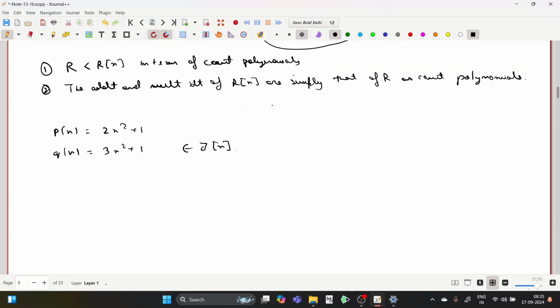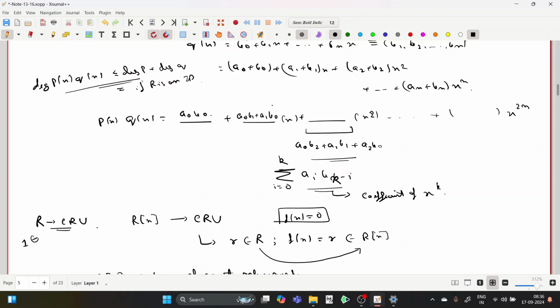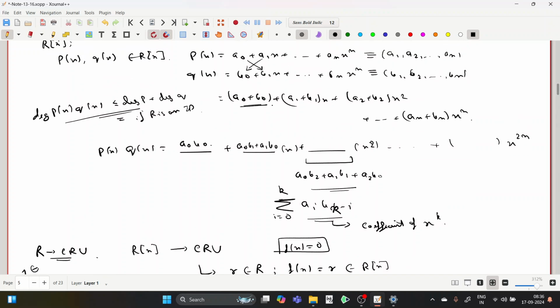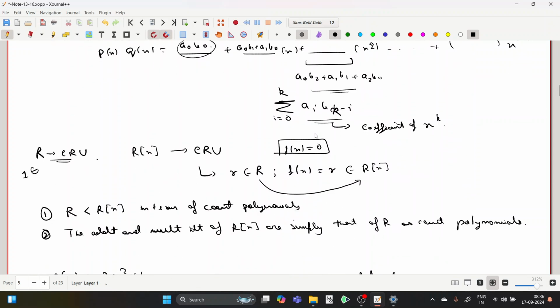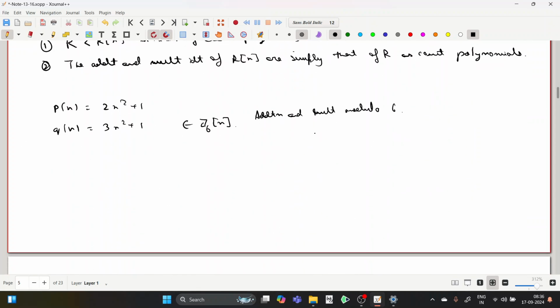Let's say Z6. So the operations will be just addition and multiplication modulo 6. That's quite evident. One thing I have not discussed here, I should have mentioned, is that these additions of the coefficients and this product of the coefficients are actually the operations which we have defined on R. That's not just arbitrary addition and multiplication. So here we know that in Z6 the addition and multiplication are defined modulo 6. So that will be the same definition when we do it on polynomials.